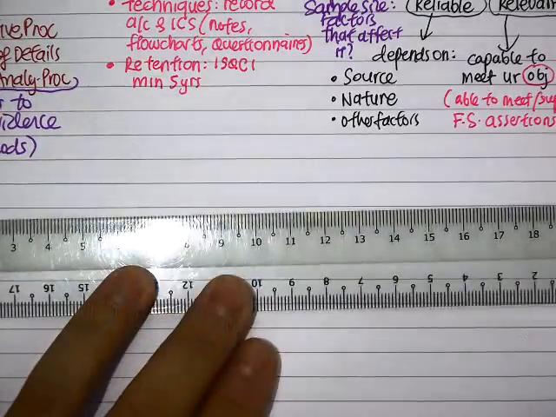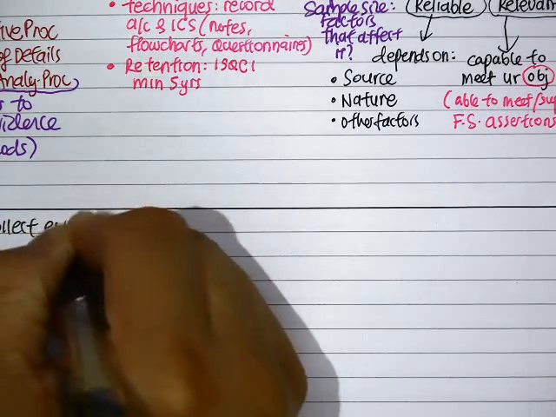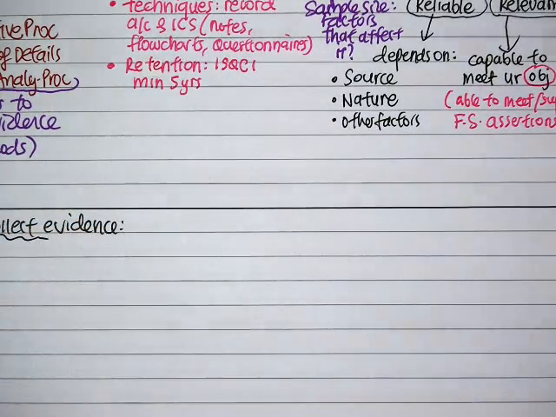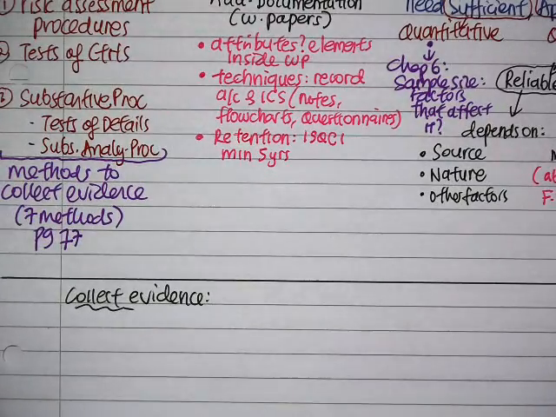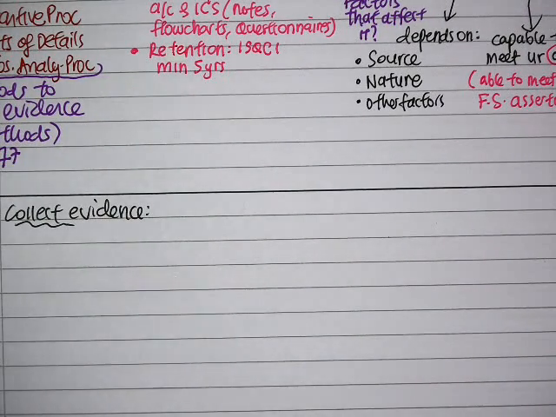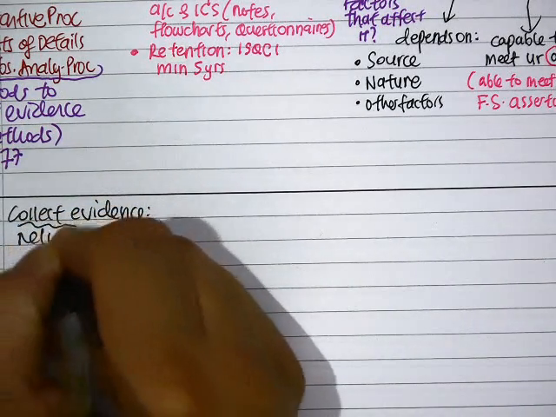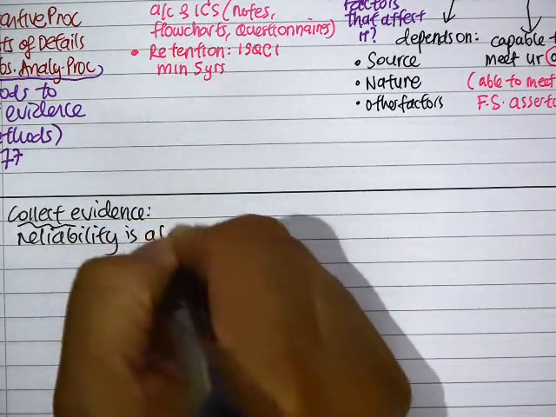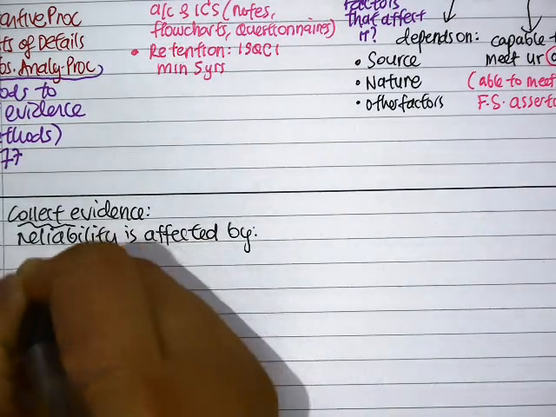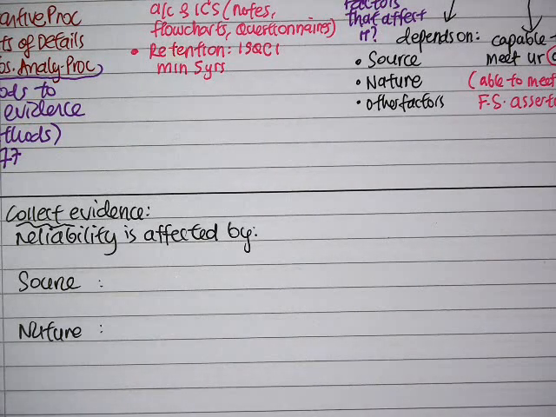Okay. Now first of all, we look at this. When you collect evidence, we will try to get evidence that is as reliable as possible. What we want is reliable evidence. But reliability is affected by source and nature. Okay, reliability is affected by source and nature.